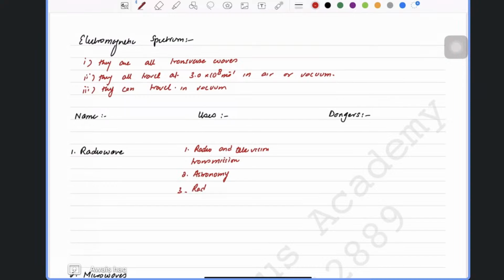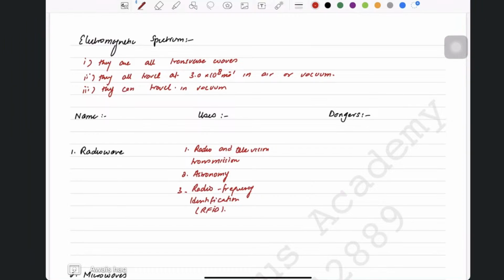And also they're used in radio frequency identification, which is known as RFID, and these are like trackers. Like if you go in a store and you put it there, sometimes, yes.